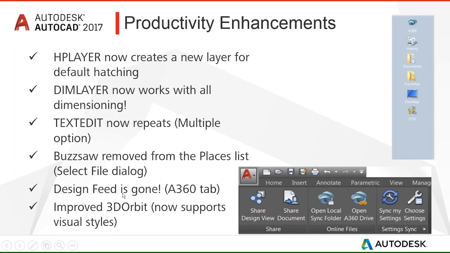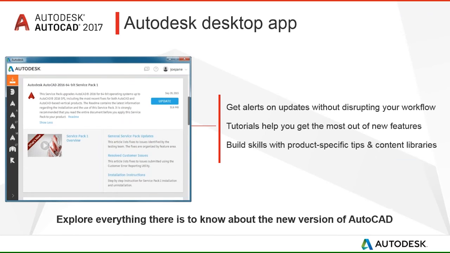You can still get to it. It just isn't on the ribbon anymore because there were so many issues with it. So if you are a fan, don't worry. You can still get to the actual command. And, 3D orbits. If you've ever tried to do a 3D orbit and you had a visual style attached, wow, it wasn't pretty, right? It was not pretty. Well, now 3D orbit works great, even if there's a complex visual style attached to your 3D model. Yay.